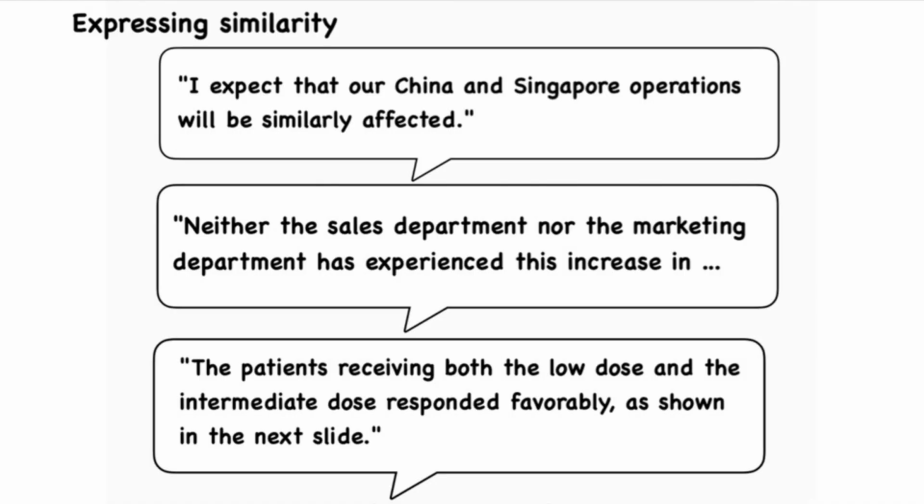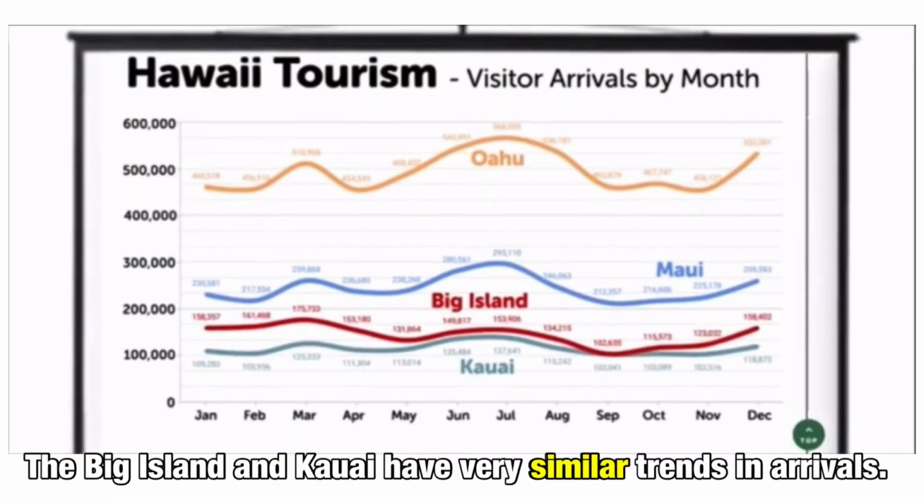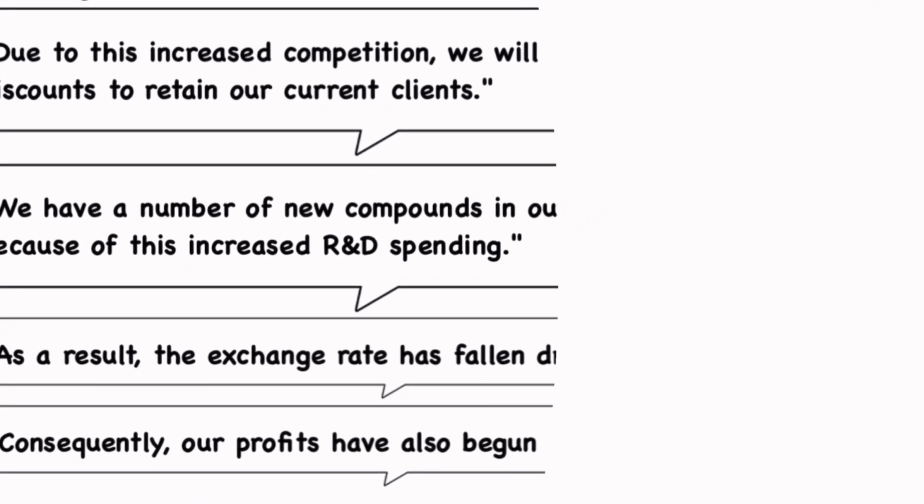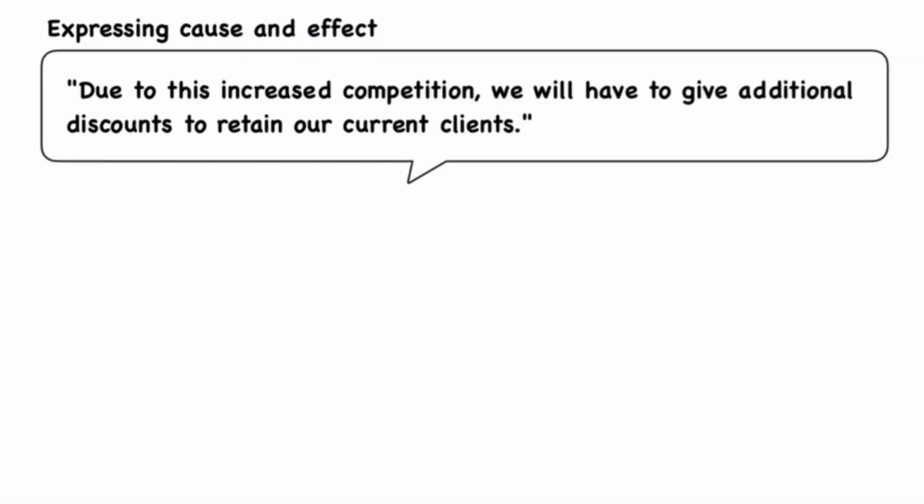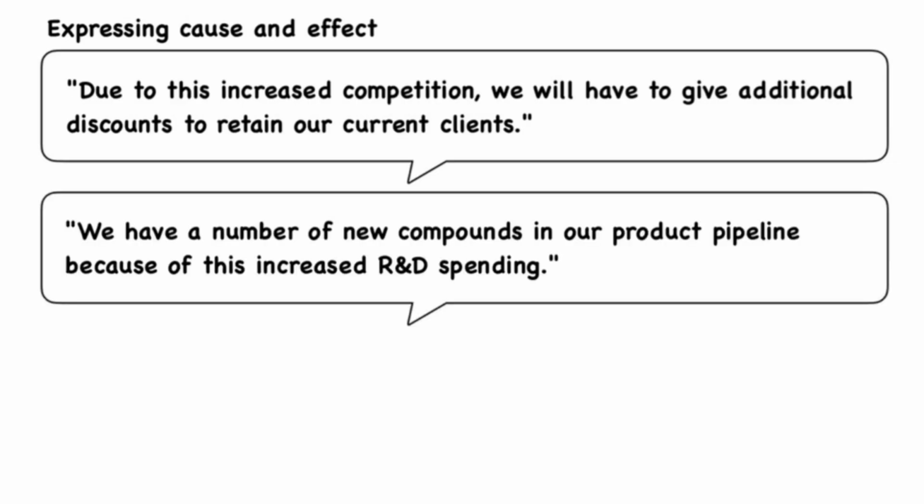The patients receiving both the low dose and the intermediate dose responded favorably, as shown in the next slide. Examples. The Big Island and Kauai have very similar trends in arrivals. Expressing cause and effect. Due to this increased competition, we will have to give additional discounts to retain our current clients. We have a number of new compounds in our product pipeline because of this increased R&D spending.